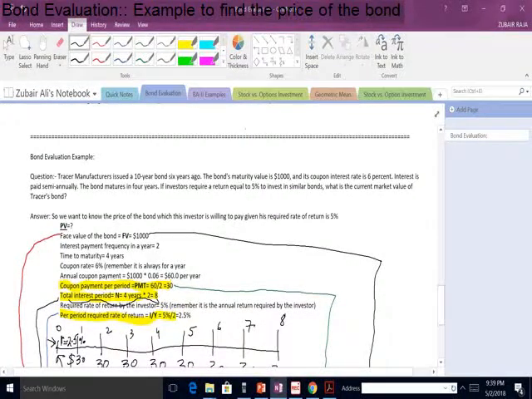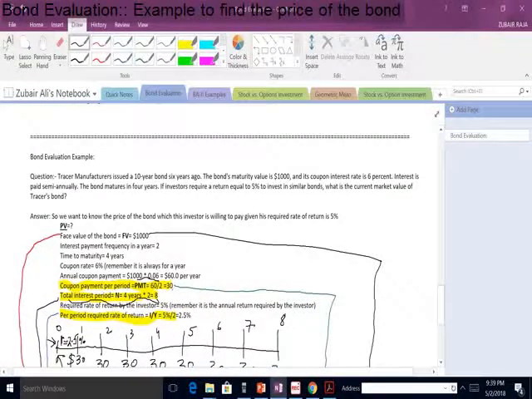So what is the annual interest payment? Simply 6% multiplied by 1000. Remember this: if you divide 6% by 100, it will give you 0.06. If you multiply it with 1000, which is the face value of the bond, it gives us $60 per year.